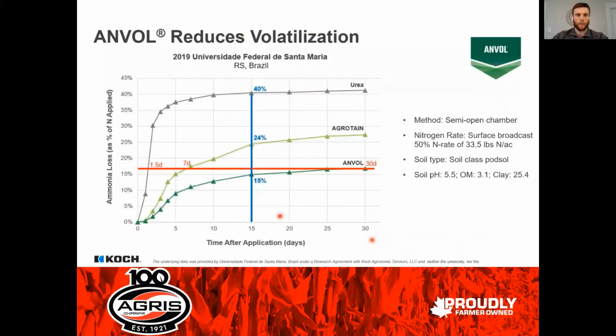So here's a chart to show how it works. On the left-hand side, we have our ammonium loss, our percentage of total N applied. And on the bottom, we have how many days after application. As you can see, with untreated urea left on top of the surface, within 15 days or 2 weeks, 40% of it is gone. Now, if we treat it with Anvil, you can see that after 2 weeks, we're dropping that from 40% to 15%. So we're saving essentially 25% of our nitrogen by using Anvil from a volatilization standpoint.